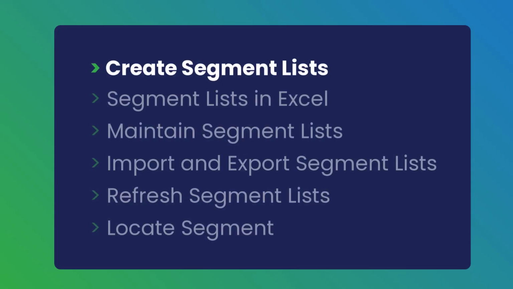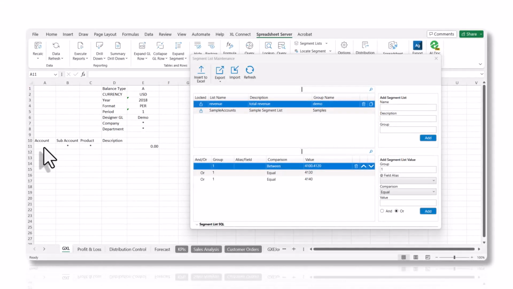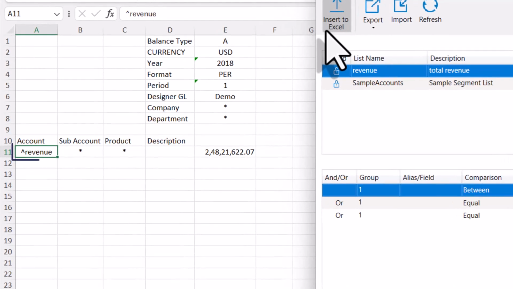Let's go over the steps to use the newly created segment list in a GXL formula. Once you've executed a GXL formula, choose the cell where you would like to incorporate the segment list values. Now, click the Insert to Excel button in the Segment List Maintenance panel. The segment list name is inserted with the caret symbol in the beginning. The GXL balance is updated to reflect the values configured in the segment list.